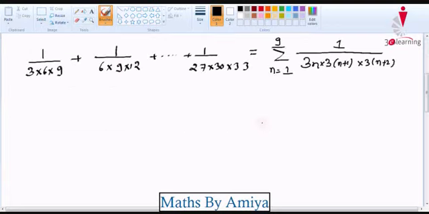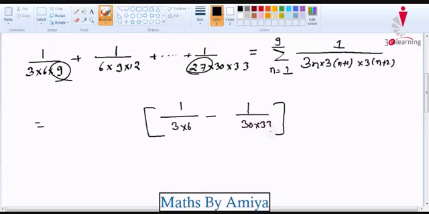Okay, I hope it is clear. So our question is 1 upon 3 into 6 into 9 plus 1 upon 6 into 9 into 12 till this, that is nothing but sigma 1 upon 3n, 3n plus 1, 3n plus 2. N belongs to 1 to 9. Okay, so our answer start with a bracket, first term but not last is 1 upon 3 into 6 minus last term but not first, 1 upon 30 into 33. Number of terms in this, there is only 2 terms into common difference of 3. So this would be our answer.